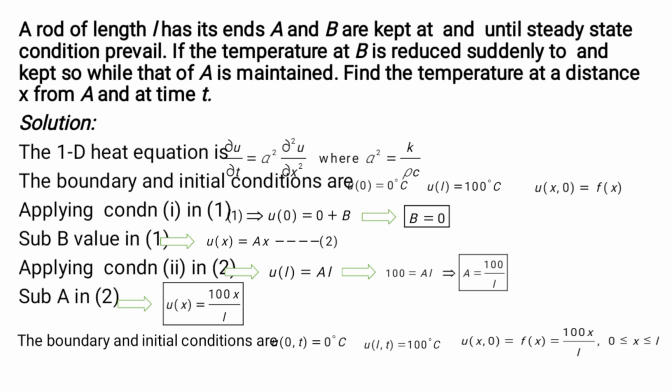Apply the conditions. First of all, to find f(x), we use the steady state condition u(x) = ax + b. Substituting the given values, first u(0) = 0, so x = 0 and we get b = 0. Substituting the b value, we get u(x) = ax. Substituting another condition, u(L) = 100, we get a = 100/L. Substituting, u(x) = 100x/L. So f(x) = u(x) = 100x/L. This is the f(x) value, and also the steady state value.